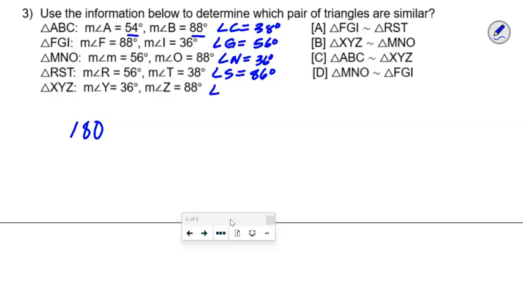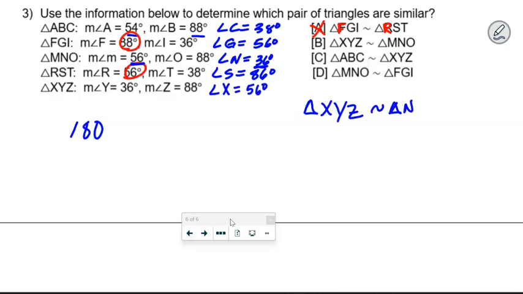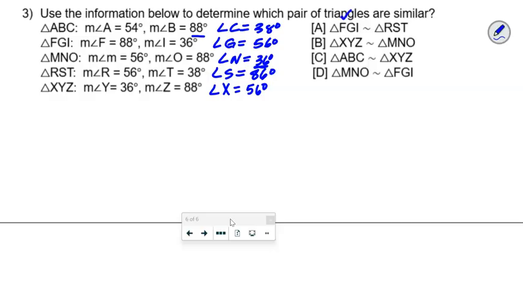Okay, and then we got angle Y and Z. Sorry about that. Pause. Hold on one second. So the measure of X was 56. Okay, so now we're going to start comparing some things. So let's look at F. We're going to look at F and R. Okay, F was 88, R was 56. So definitely not our answer.